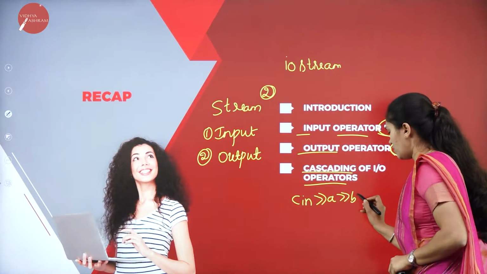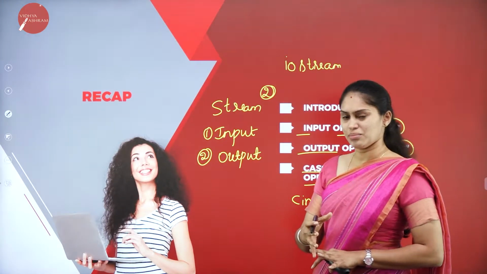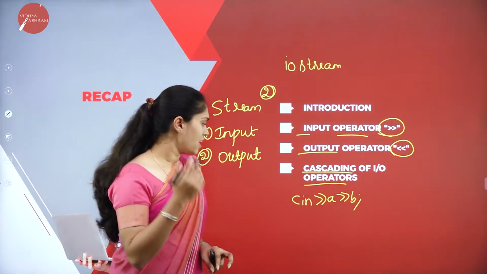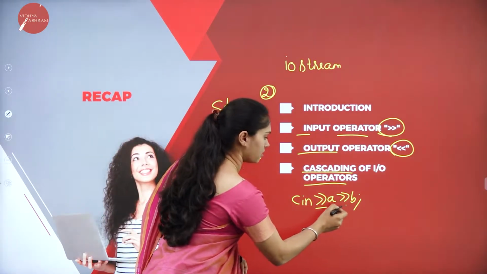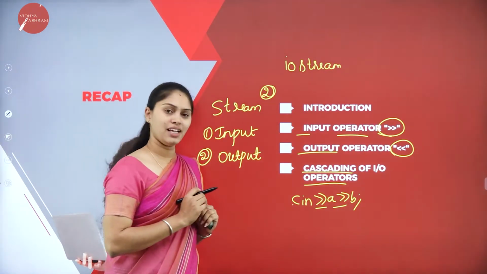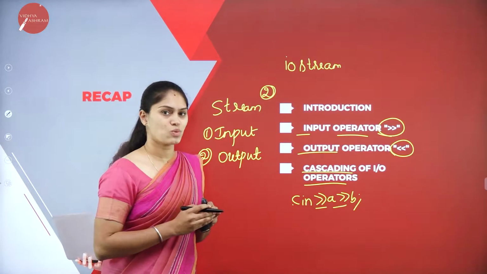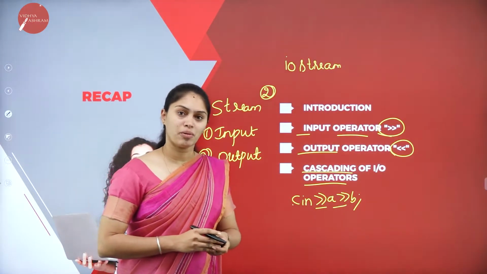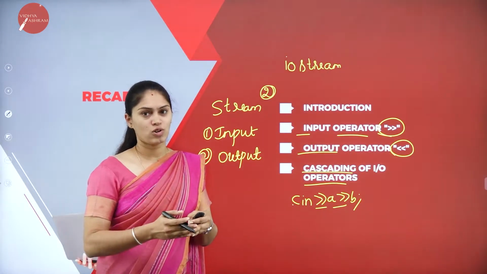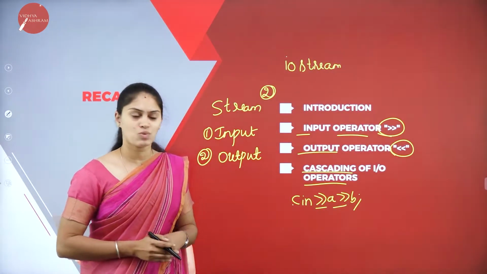So here what we are doing, I'm taking two variables, that is A and B. These are the inputs that we are giving. But I'm using the input operator more than once in a single cin statement. I can call this cascading of the input operator. If I'm doing the same thing for output, that is for a cout statement, then we call that cascading of output operators.